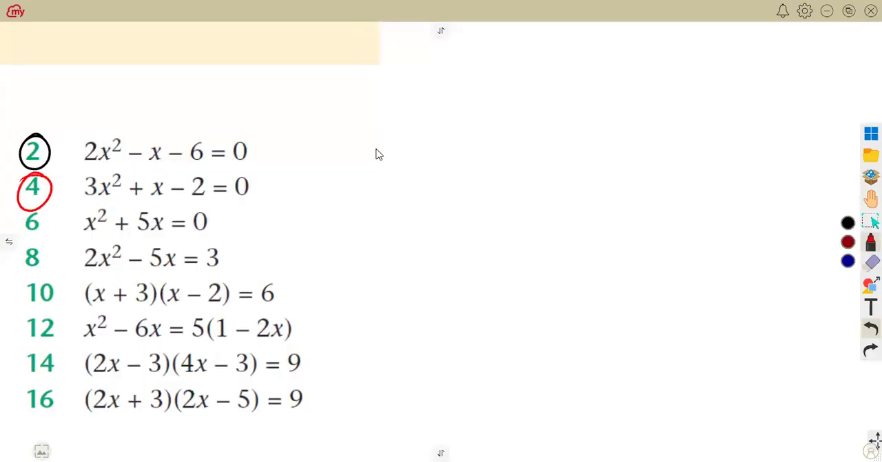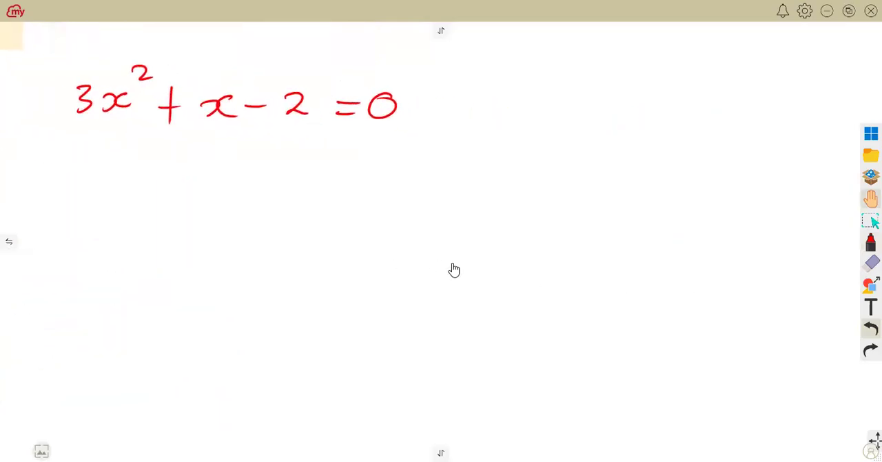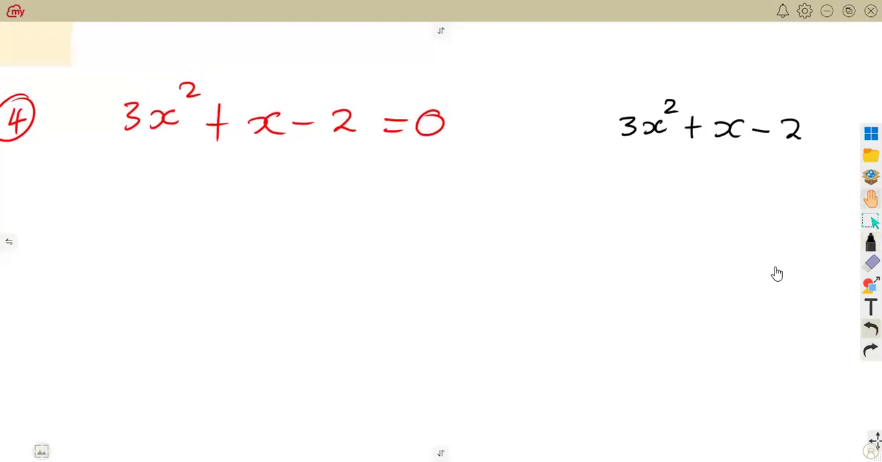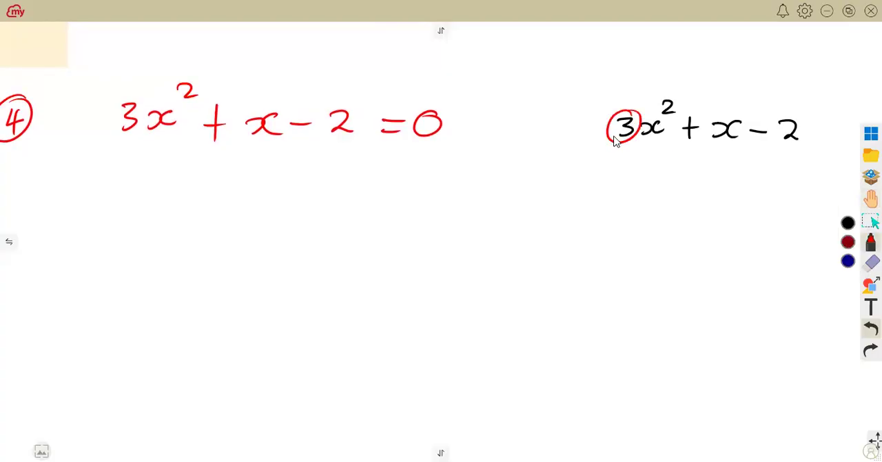All right, let's consider question number 4, similar to what we had. This is 3x squared plus x minus 2 is equal to 0, like that. So like I said, we need to factorize this quadratic expression. So working with the factorization of our quadratic expression, we have got 3x squared plus x minus 2, where the coefficient of x squared is not 1. This is a 3.